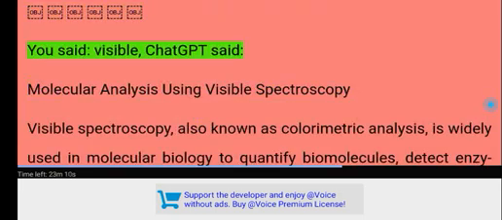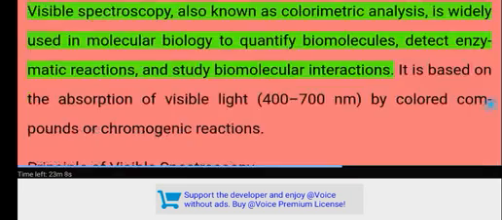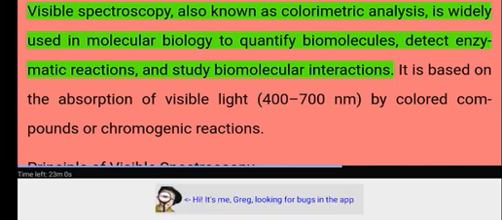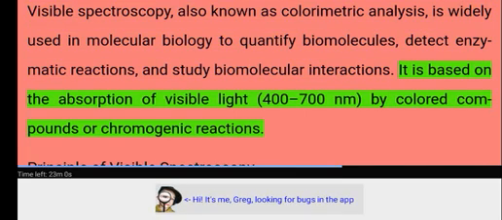Molecular analysis using visible spectroscopy. Visible spectroscopy, also known as colorimetric analysis, is widely used in molecular biology to quantify biomolecules, detect enzymatic reactions, and study biomolecular interactions. It is based on the absorption of visible light, 400 to 700 nanometers, by colored compounds or chromogenic reactions.